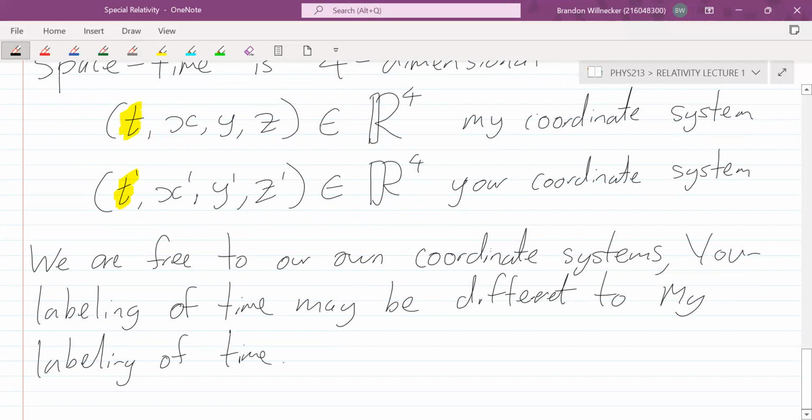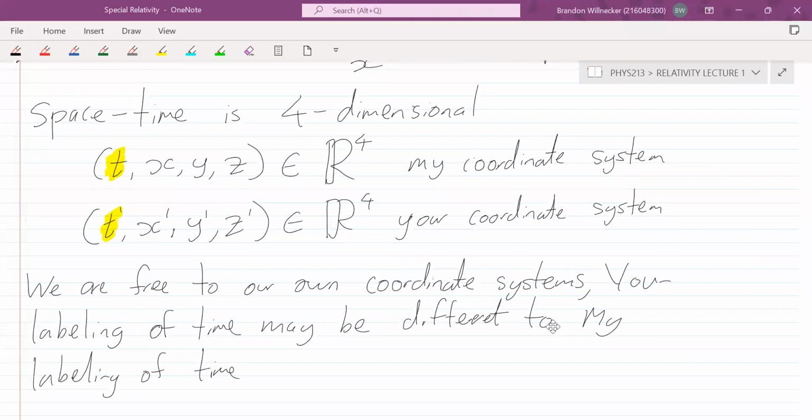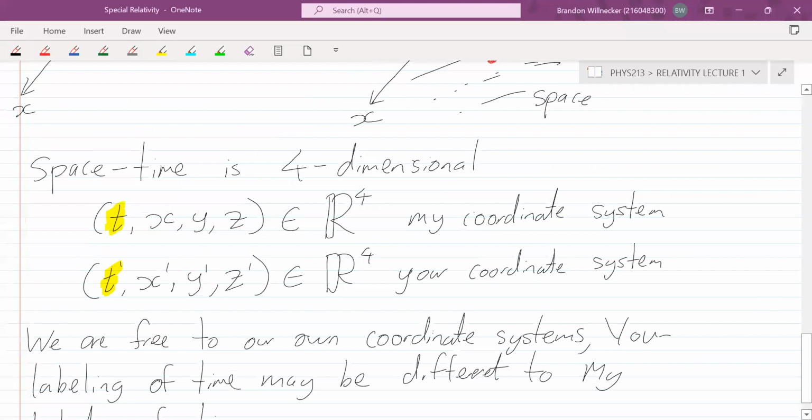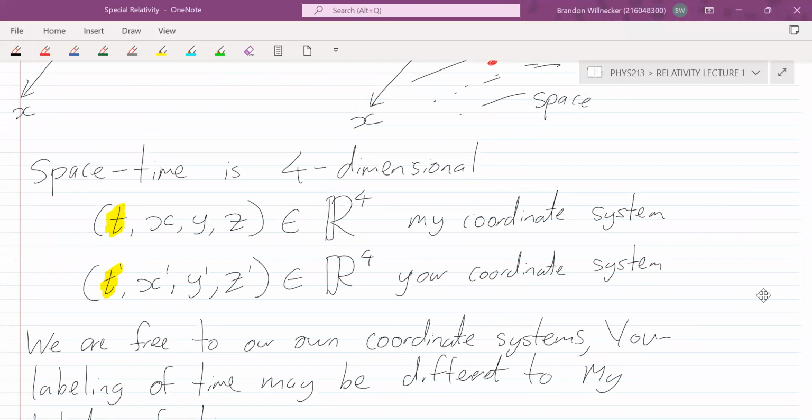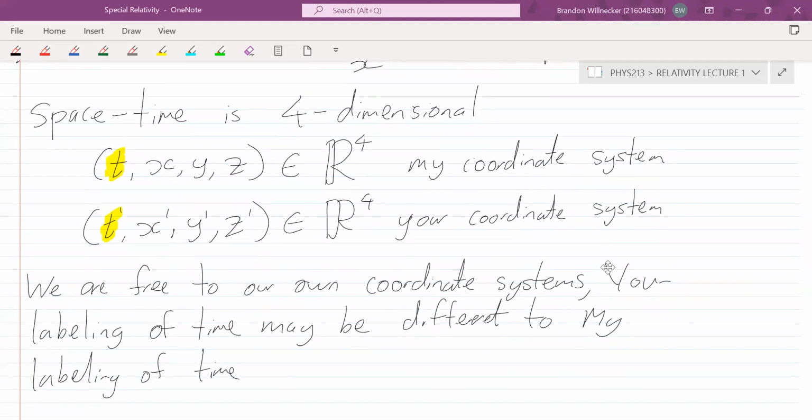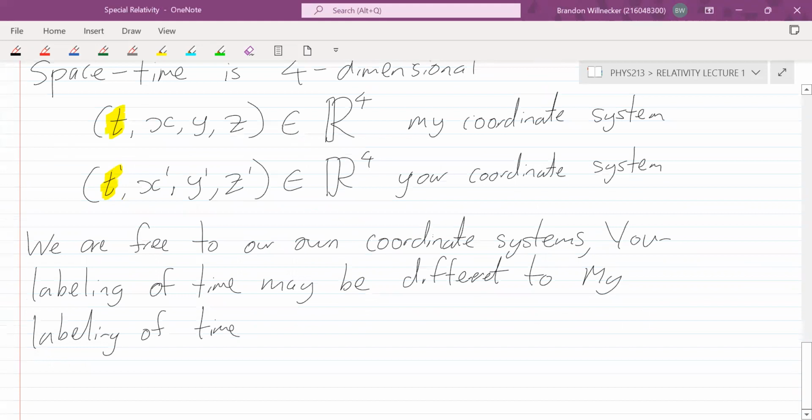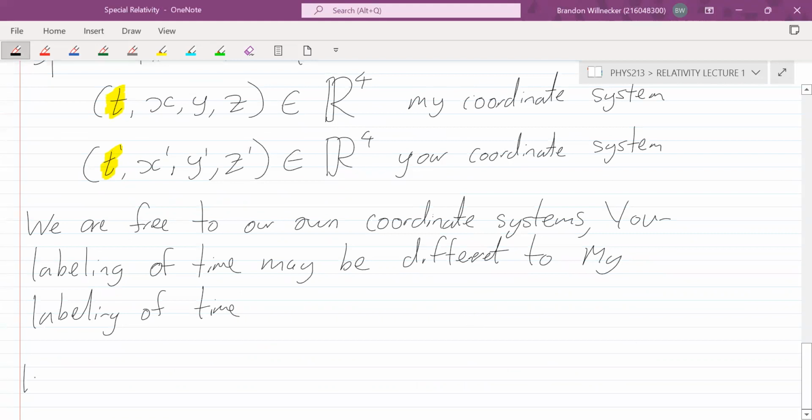Okay, so in my system, I'm using t as my time label, and you're using t prime as your time label. Now, that's not a problem because we've got a four-dimensional space. I'm using one system, you're using another, no problem mathematically. However, physically, your time is different to my time. So if I say it's been 4 seconds, you could have said it's been 5 seconds because you're using t prime. In other words, we can no longer use coordinate time to agree on how much time has gone past.